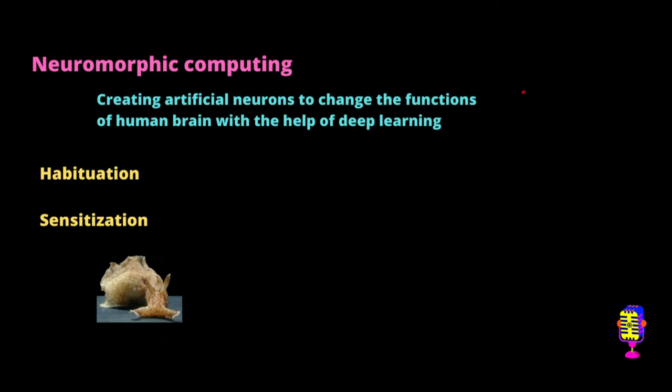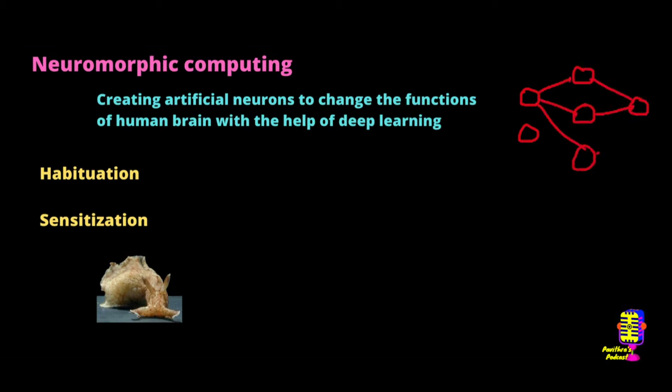Today we'll see about neuromorphic computing. Neuromorphic computing is creating artificial neurons to change the functions of a human brain with the help of deep learning. It is achieved with the help of two studies called habituation and sensitization.